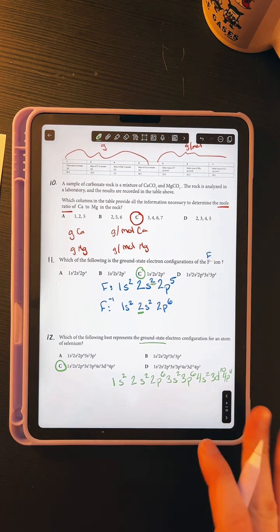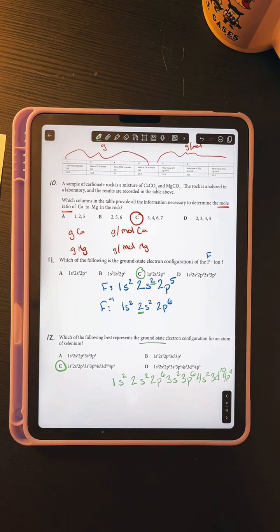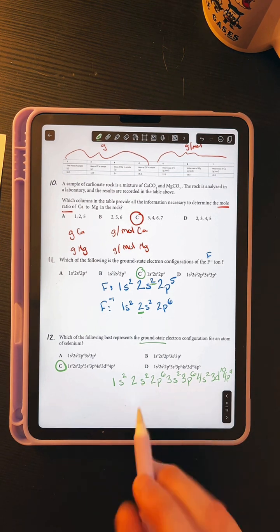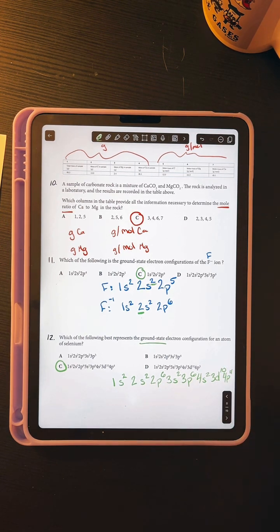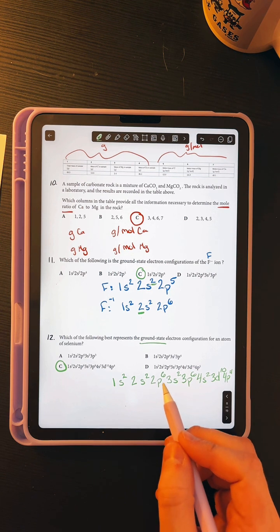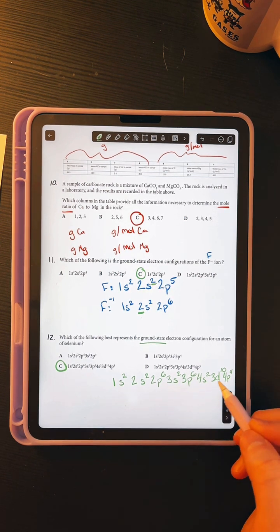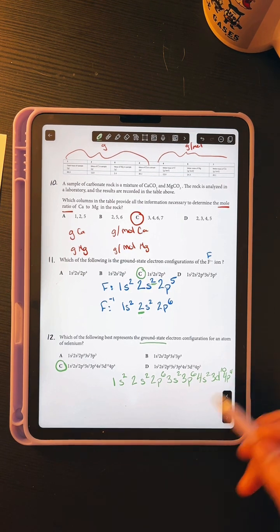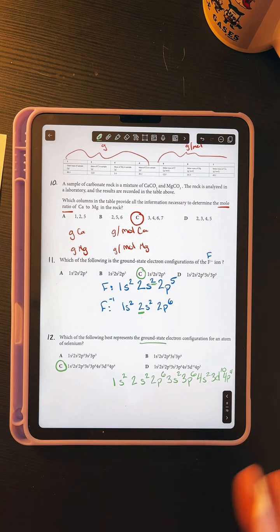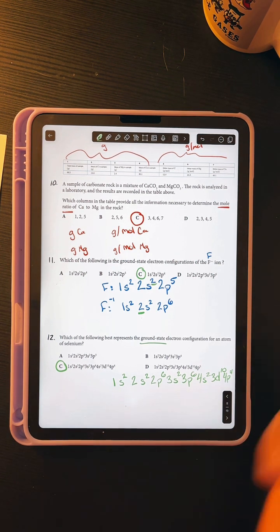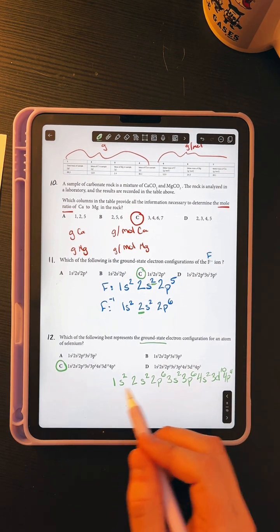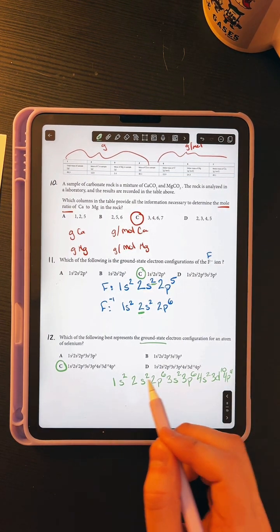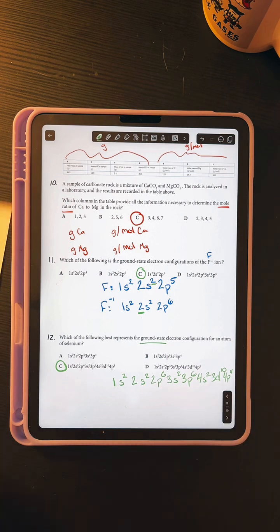Now, what you can do is, ground state just means that everything is filled before you move on to the next level. If, let's say, we had 3d9, 4p5 or something, that means that it's not completely filled, and that would be an excited state. But I don't know about you, but this is a lot to write.